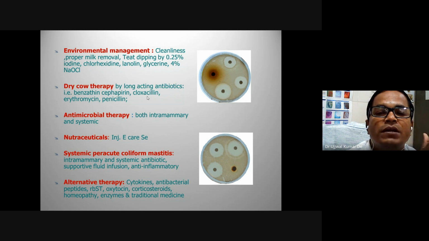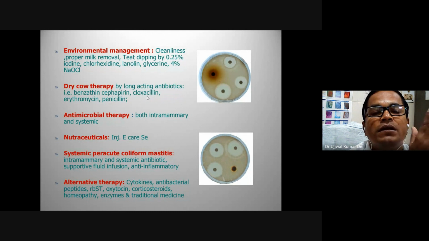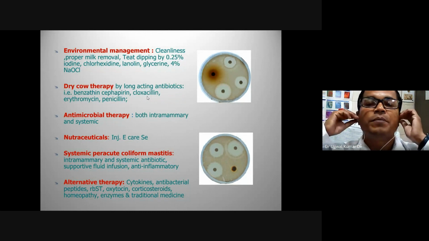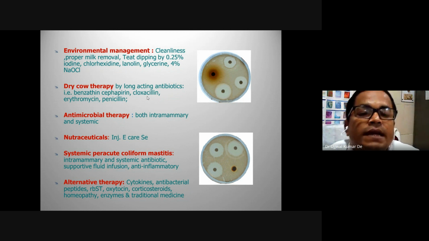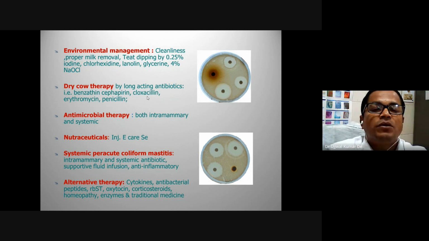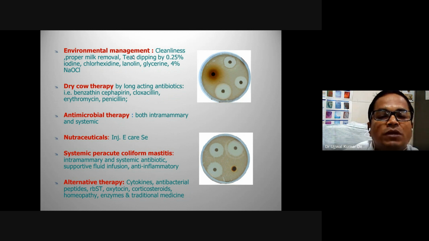Then dry cow therapy: for long acting antibiotic, we are using long acting dry cow therapy. At the end of the milking, the last day of the milking, we have to put some long acting preparation internally, so that it can prevent infection in the dry period. Then antimicrobial therapy, both intramammary and systemic, and you can give some nutraceuticals, supportive vitamin B, selenium, vitamin E, apart from zinc, copper, iron, these are precursors. Then systemic acute coliform mastitis and this type of symptom are already covered.